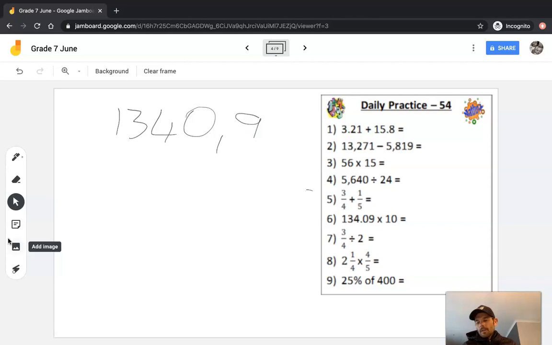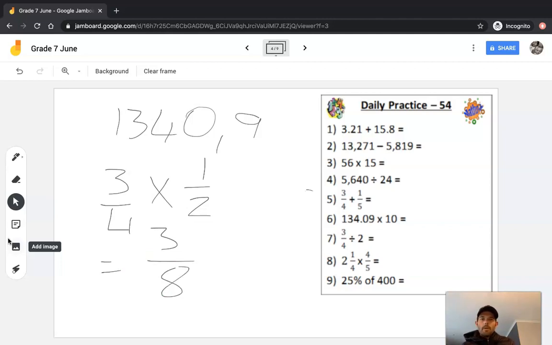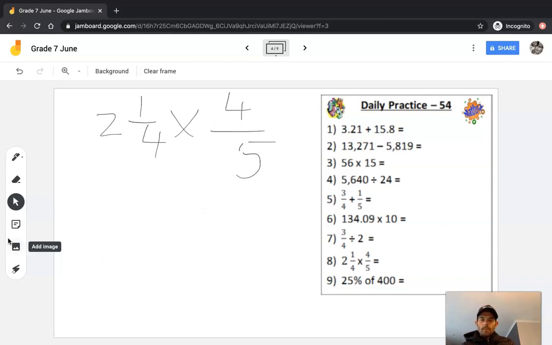Question 7 is the division of a fraction by a whole number. Okay, remember we can write that whole number as a fraction just so that we're dealing with two fractions. Remember, when we divide fractions, the division sign changes to multiply, and the second fraction, or the fraction after the division sum, gets inverted to its reciprocal, and it's a case of multiplying the numerators, multiplying the denominators. The answer is 3/8. Question 8, 2 1/4 multiplied by 4/5.